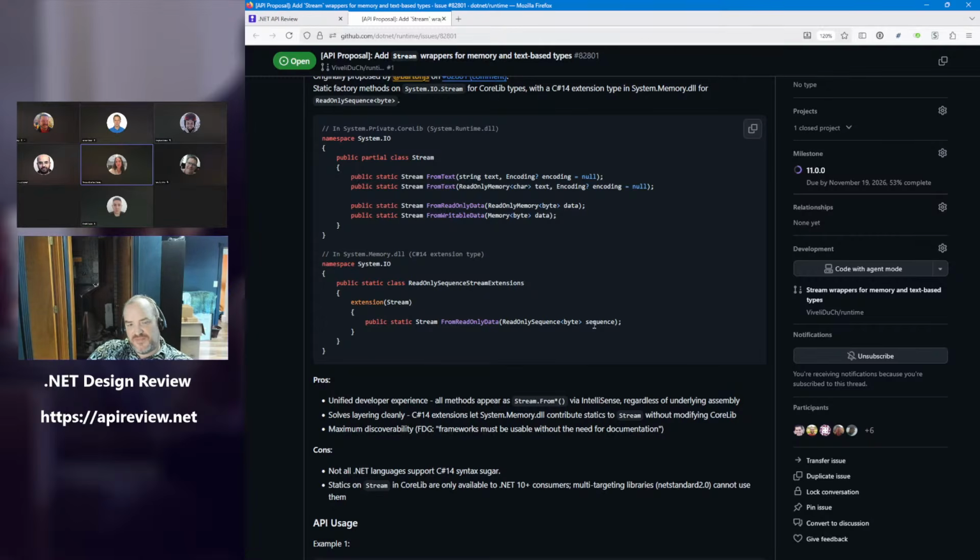So yeah, each option has pros and cons that I would like to discuss here. A lot of that, I think we don't have the people in the room to discuss. So I think the only thing that we can really be discussing today is how we feel about static extension methods. Yes, I also am kind of interested in more details about how from writable data works.